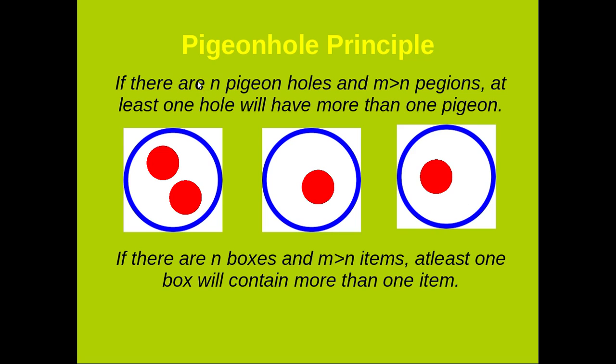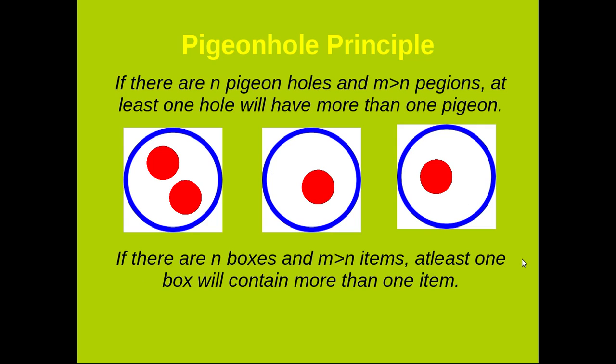So this principle states that suppose we have 3 urns and 4 balls. This principle says that however we put the balls into the urns, we will have at least one urn which has more than one ball. This is shown in this example here.